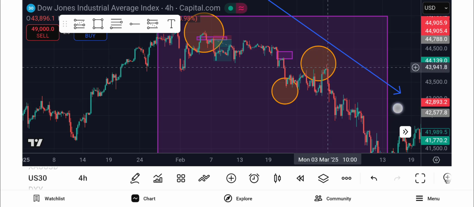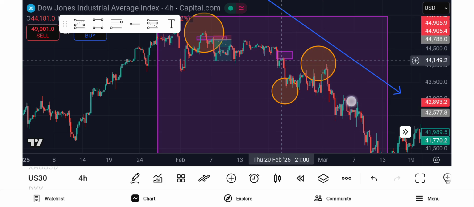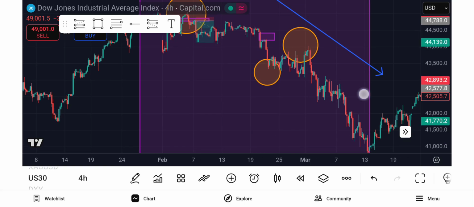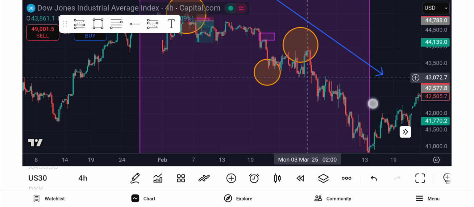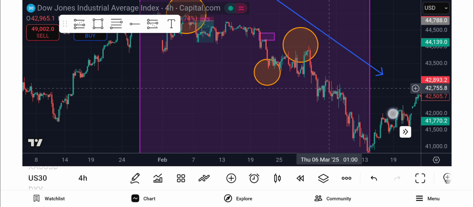This formed around 6 a.m. You can use this fair value gap here for this. But again, this happened at 6 a.m., so we wouldn't even trade this. We'll just wait for another entry. No point of rushing. In this situation, a fair value gap got formed here around 1 a.m.